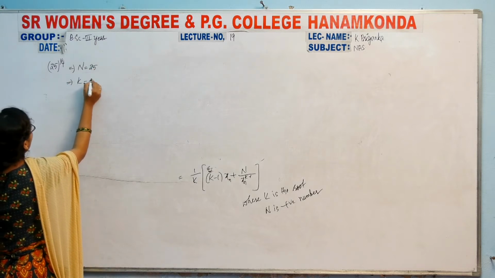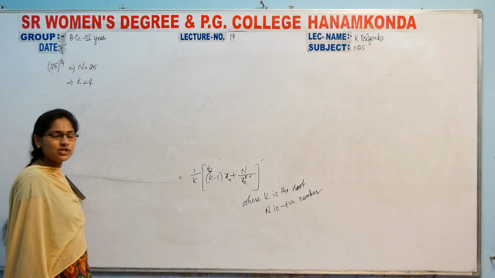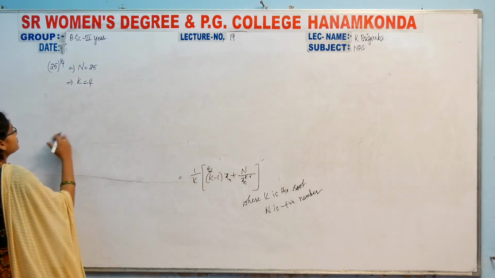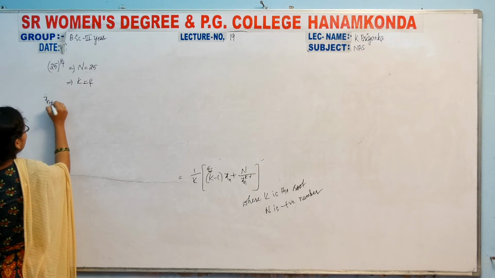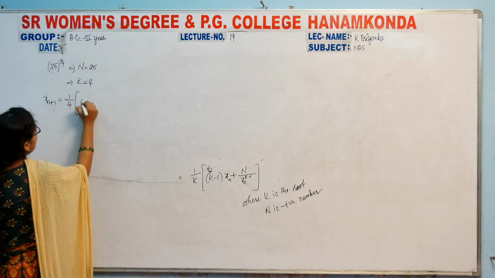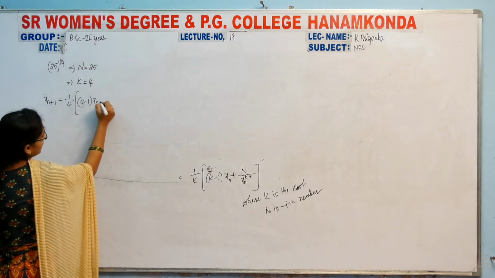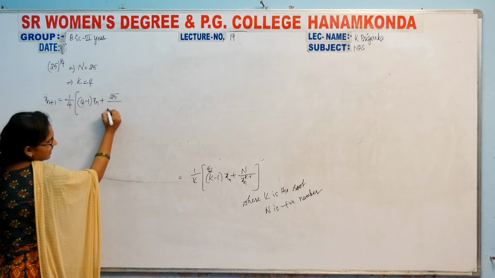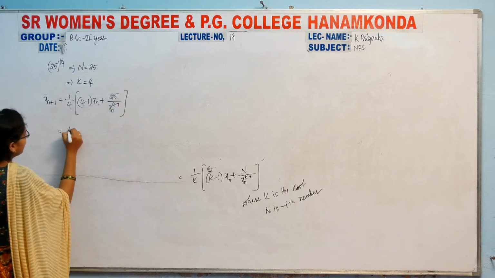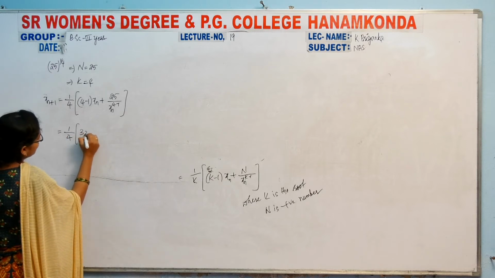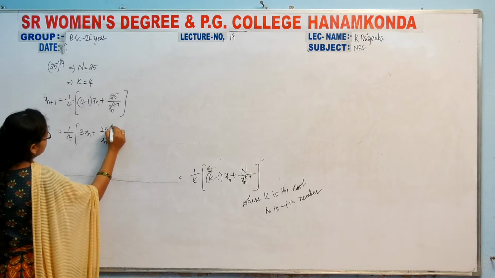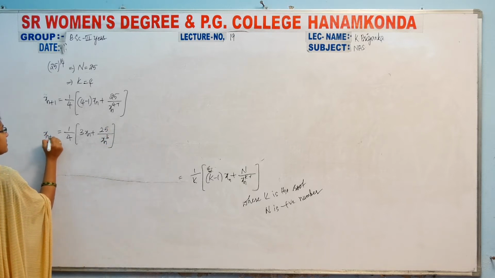Next the root is 4, not 1 by 4. Already we mentioned in the question itself it is a kth root. So that's why it is 4. Now here xn+1 equal to 1 by k, means 1 by 4 of (4 minus 1) into xn plus 25 by xn^(4-1), that is 1 by 4 of (3xn plus 25 by xn cube). This is nothing but xn+1.